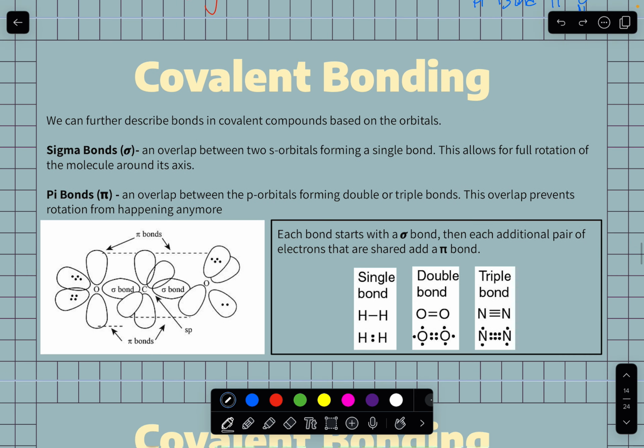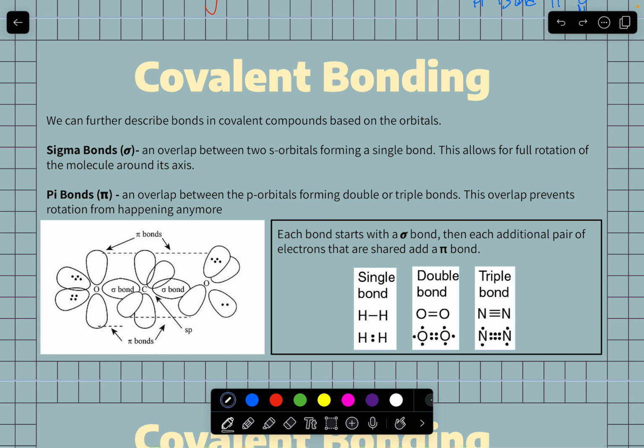Also with covalent bonding, we can describe them based on the orbitals. When bonds happen, we're overlapping our orbitals. We have two different types of overlaps. We have a sigma bond, and this Greek letter, that's like an O with a curvy top, is the lowercase sigma. Sigma is an overlap between the s orbitals. An s orbital is the first orbital that overlaps to form a bond. So every bond is going to start with a sigma bond.